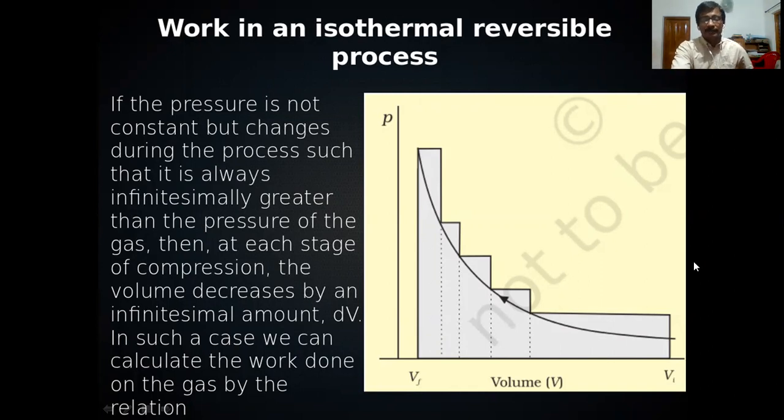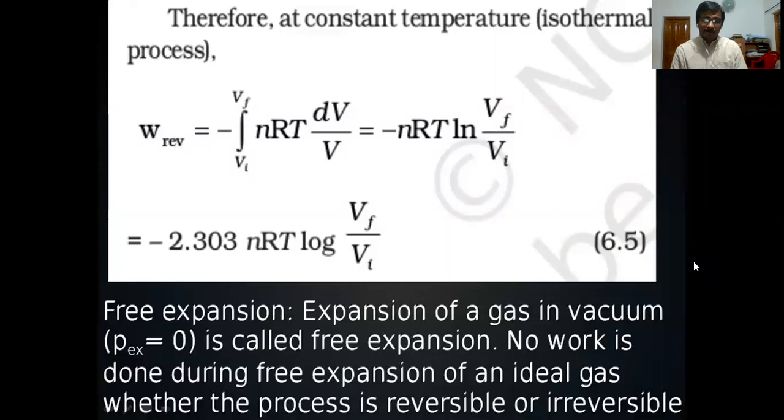That is given here. We know PV is equal to nRT, or P is equal to nRT by V. So P dV can be represented as nRT by V dV, where dV is a small change in volume. So work done in an isothermal reversible process is equal to minus integral from V initial to V final of nRT dV by V, which is equal to minus nRT ln Vf by Vi.